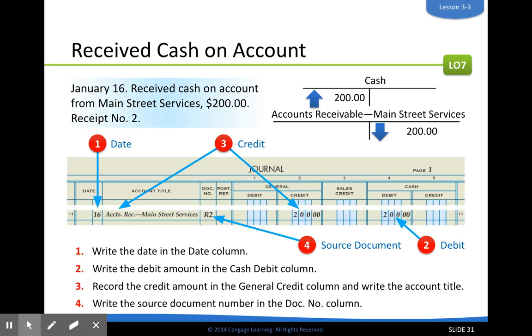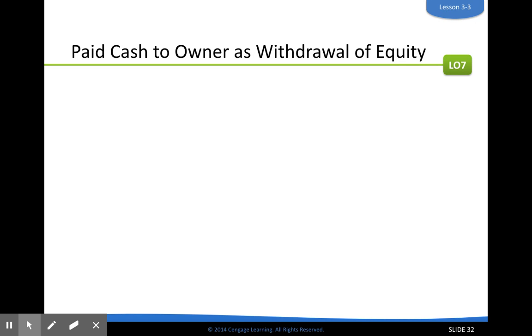The last abbreviation there, or last bullet, it says we can abbreviate accounts receivable as AR. So you could just write AR, or you could abbreviate it the way that the book does, ACCTS, period, REC, period. So 2 ways you can abbreviate accounts receivable.